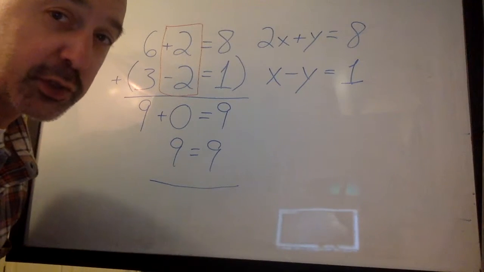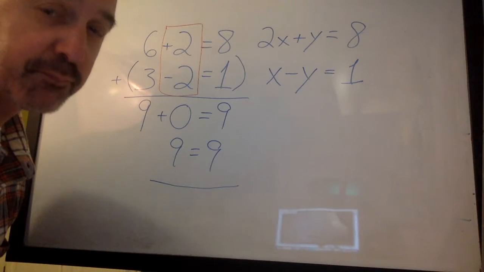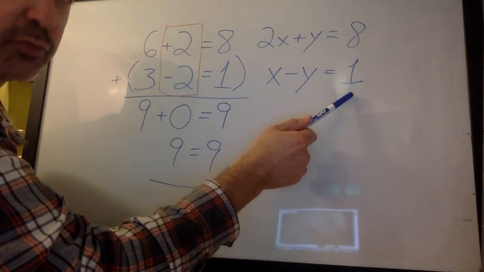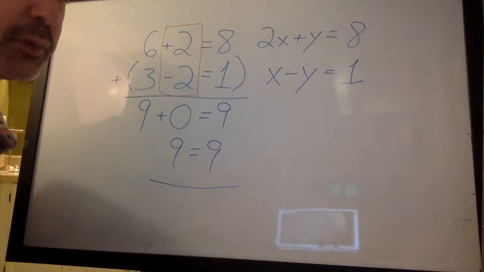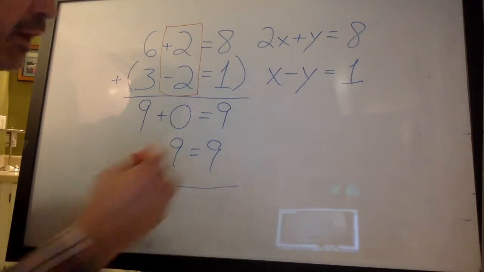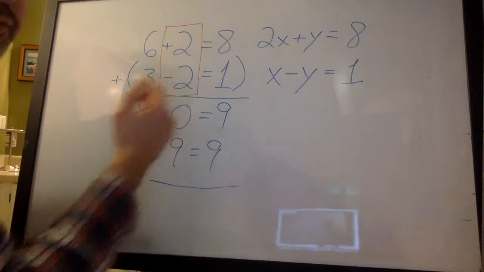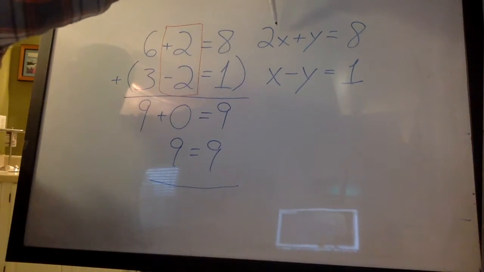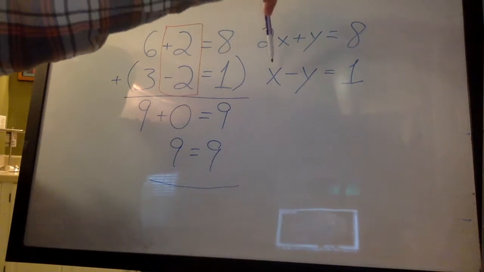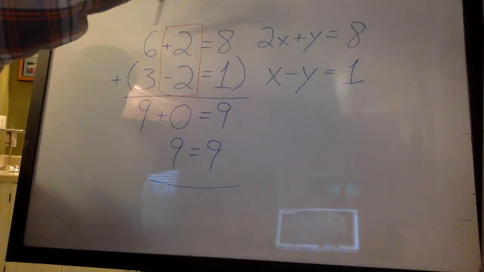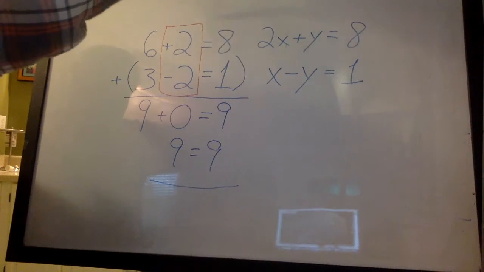Okay, so look at these two new equations that I wrote. 2x plus y equals 8, x minus y equals 1. I'm hoping you can recognize how this equation pair is similar to this equation system. Can you see that 2x relates to 6 because x is 3, so x twice will be 6. 2 times 3 is 6.